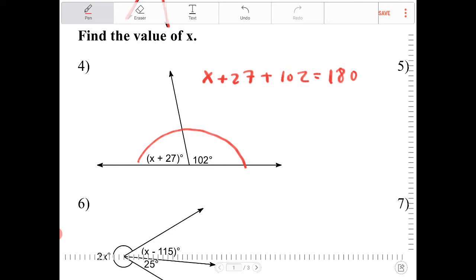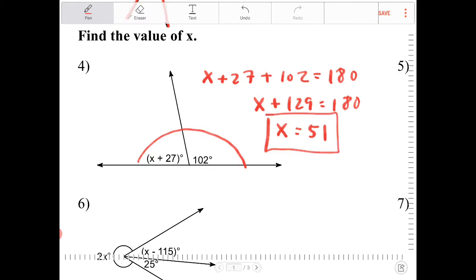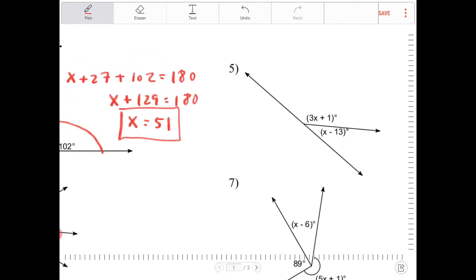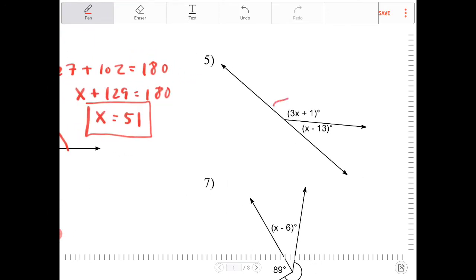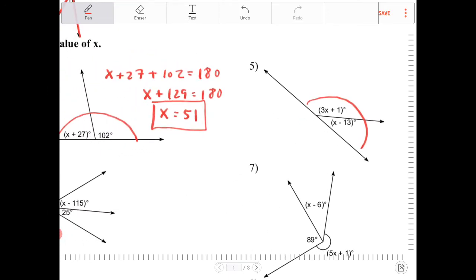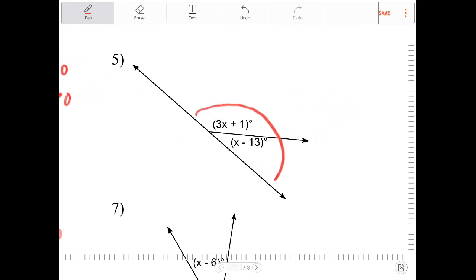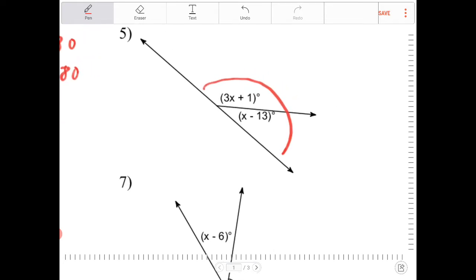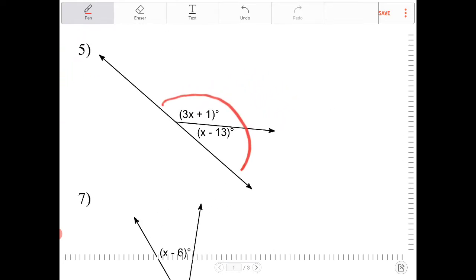To do that, I'm going to simplify all this stuff here. This is going to be x plus 129 is equal to 180. And therefore, I know that x will equal 51. Okay, let's move on. I have another linear pair, and they too are also going to be supplementary. I encourage you to go and try this on your own, press pause, and we'll come back to it.